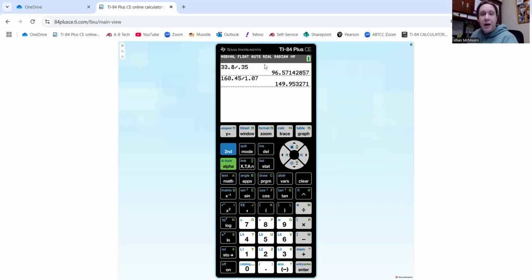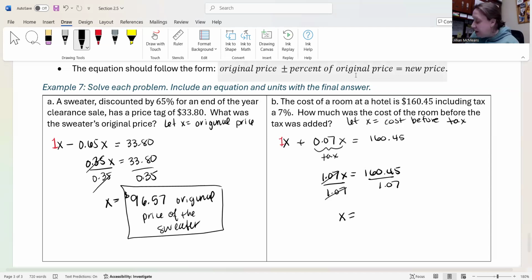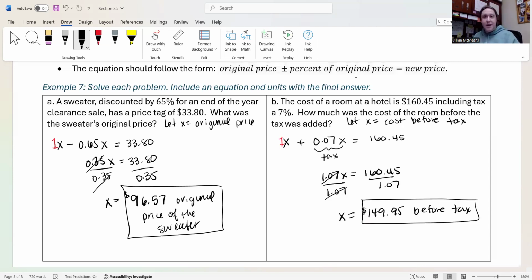So let's go back to here. There we go. So we would say again, let me do it on this one because I forgot what it was already. 149. So we get that the cost of the room is 149.95 before tax. So that's how much the room is before the tax is added to it.